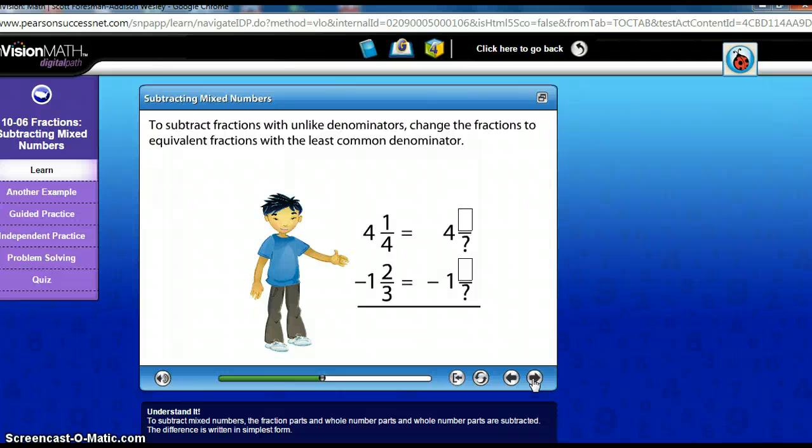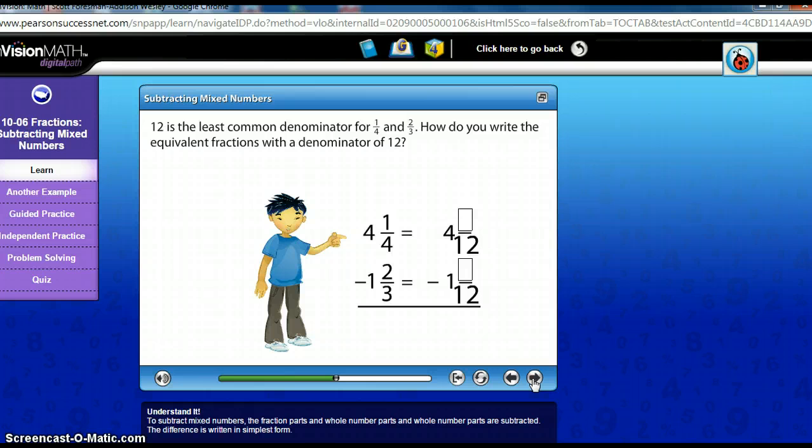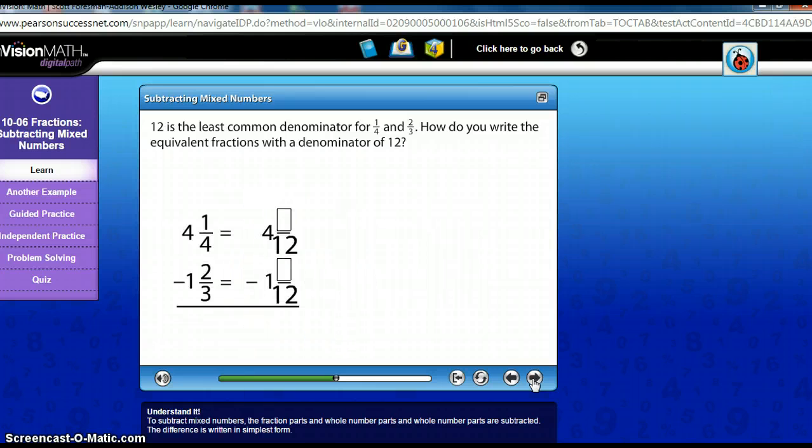Now, they also both go into 24. Could you use 24? Absolutely. But it's going to give you another step of reducing later. That's why you try to come up with the least common denominator, so that it saves you reducing steps. What is the least common denominator of 1/4 and 2/3? Owen told us 12. 12 is the least common denominator for 1/4 and 2/3.